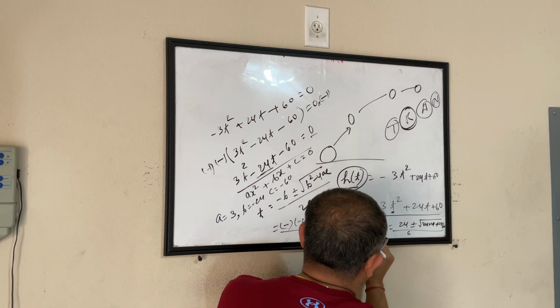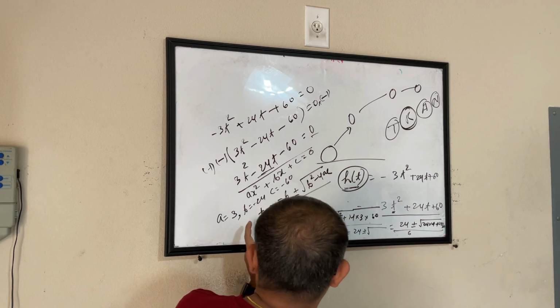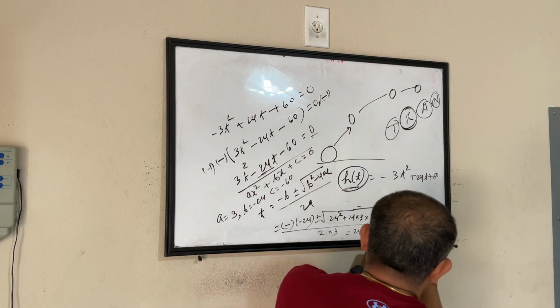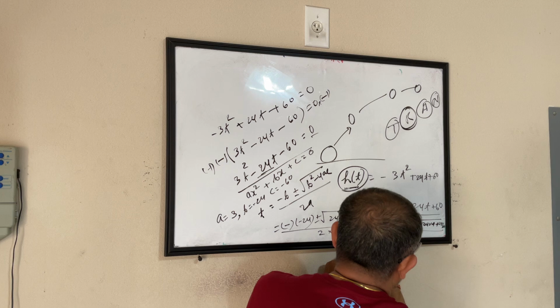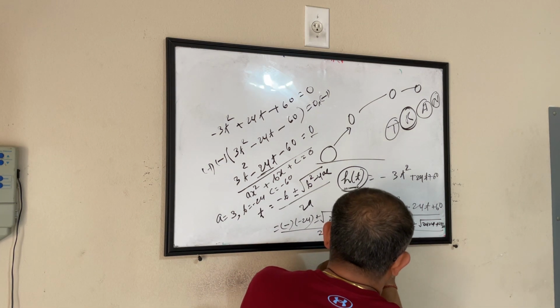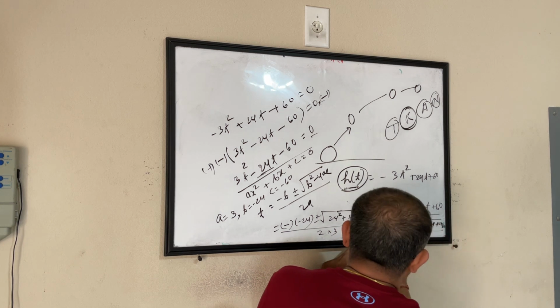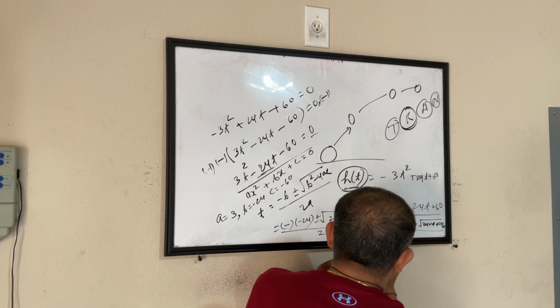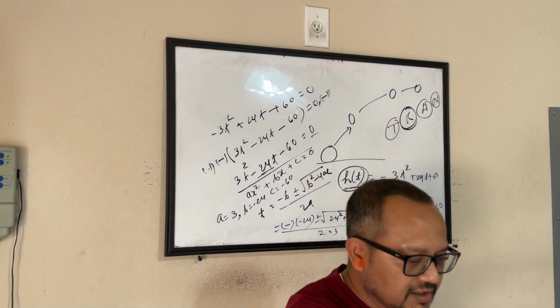So 24 plus minus, here I'll take 24 out, so 30 plus 4, 34. Whatever the value be, it becomes 24 into 24 plus 30 by 6. And then I'll leave it for you guys to calculate and find it out.